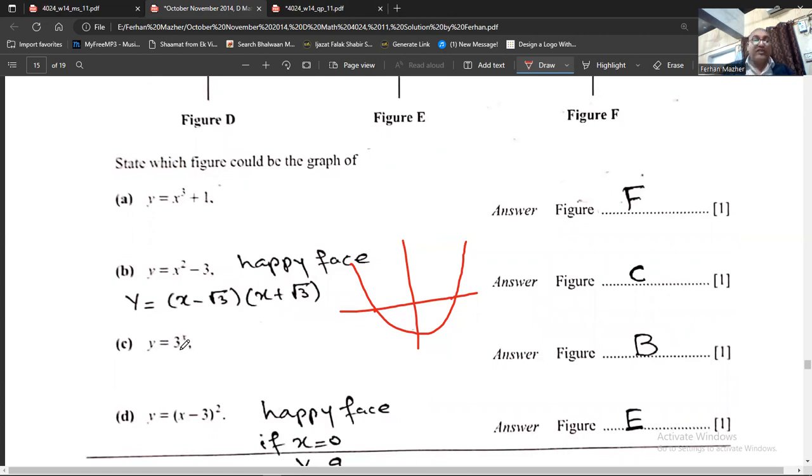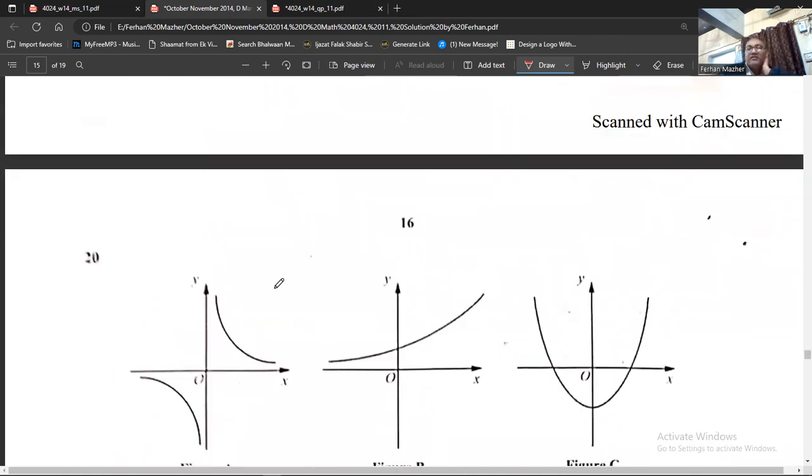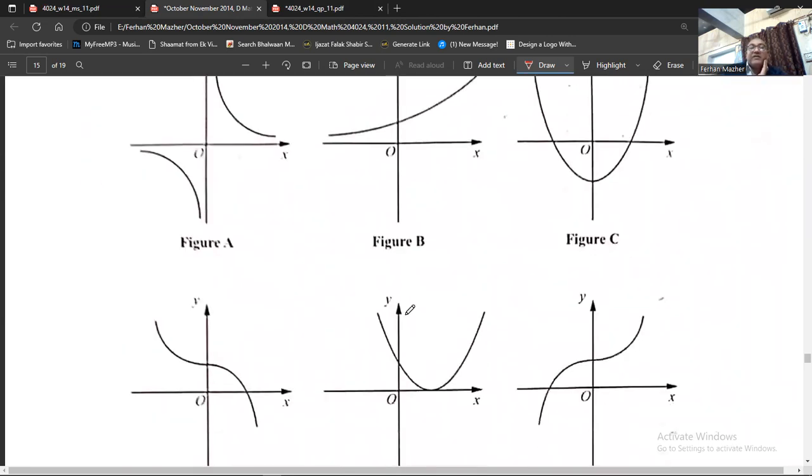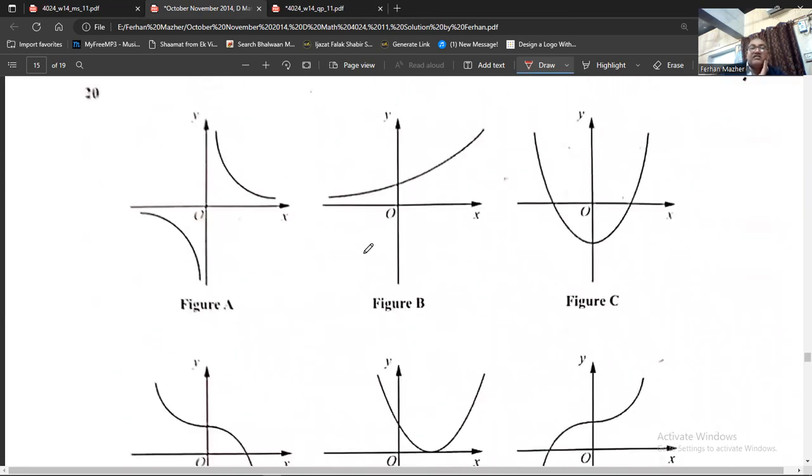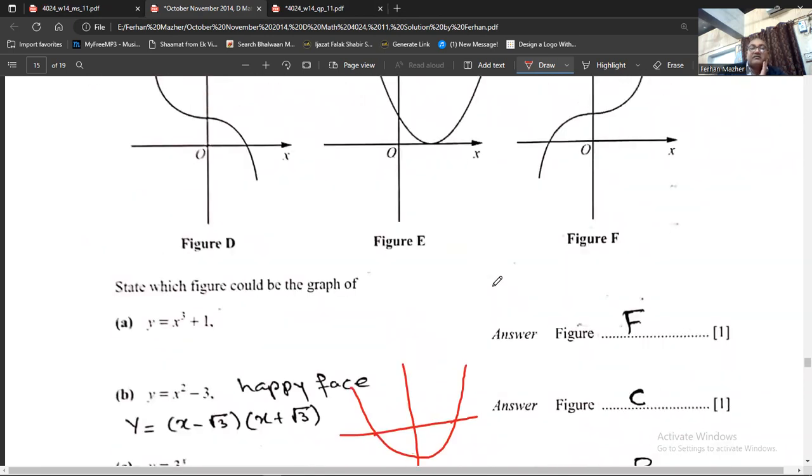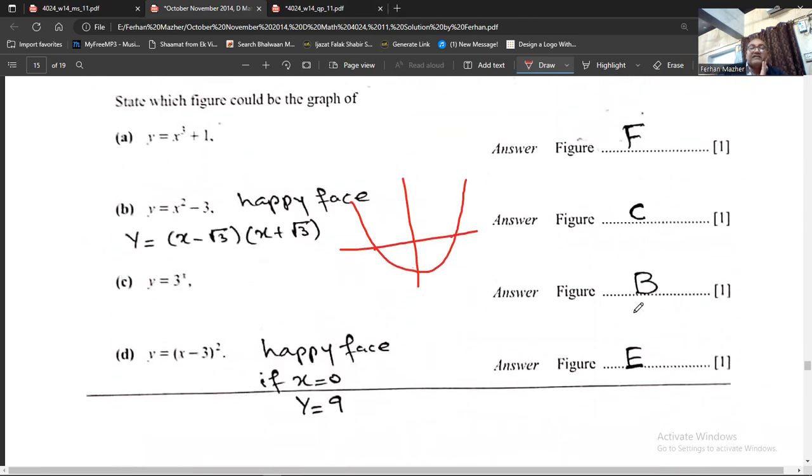Y equals 3 raised to the power x. It's an exponential graph. In the place of x, you put positive values and negative values, and the y value will always be positive. When you put larger values of x, the graph goes up. So I think this is the answer, B. B is the answer.